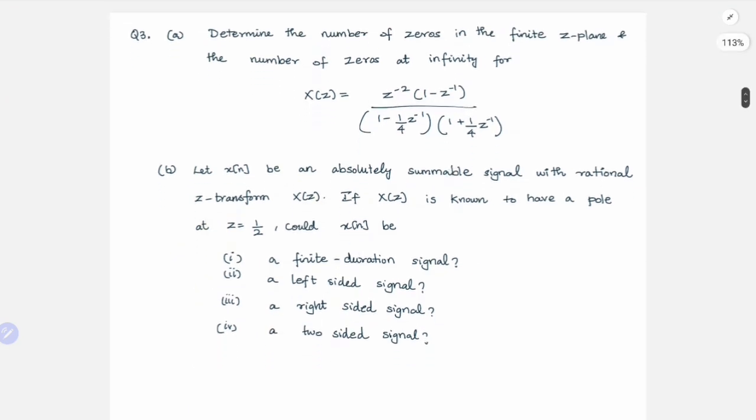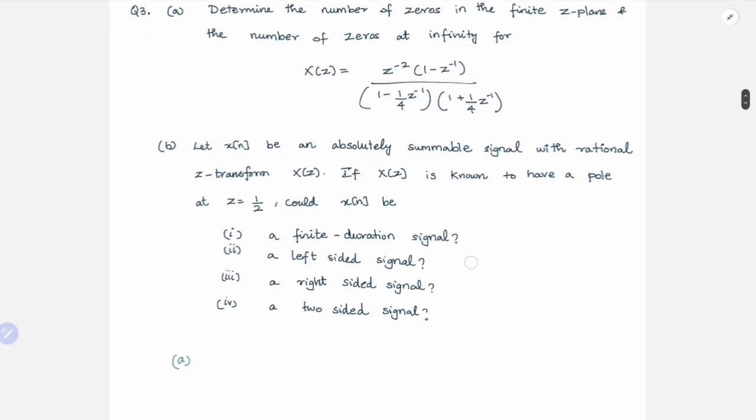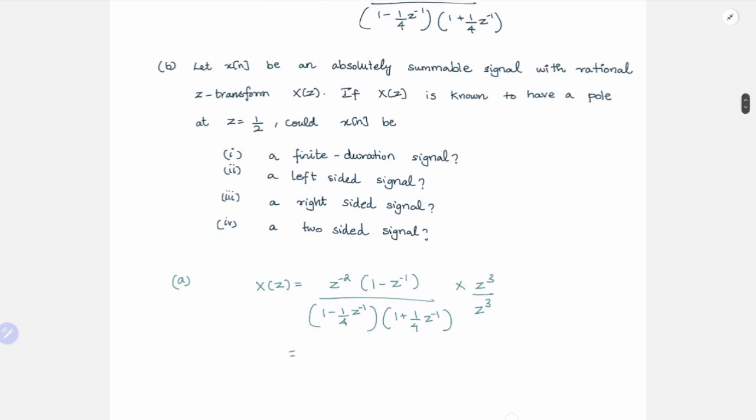So first let us solve the first part, A. So we need to determine the number of zeros in the finite z plane and the number of zeros at infinity. So we are given x of z as z inverse square into 1 minus z inverse by 1 minus 1 by 4 z inverse into 1 plus 1 by 4 z inverse. So if z inverse form is confusing for you, you can convert into z. So if you see the order in the numerator, it is minus 2, minus 1, minus 3. And in the denominator, it is just minus 2. So I just multiply by z cube on both sides. I mean the numerator and denominator.